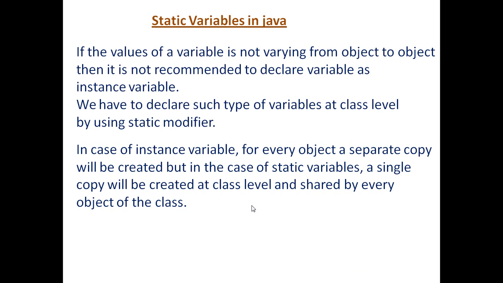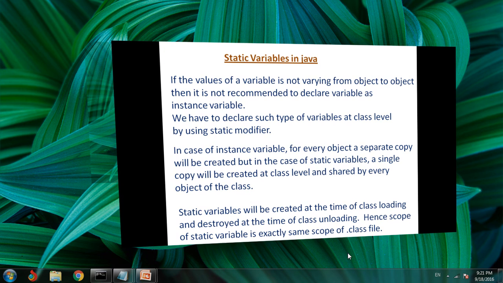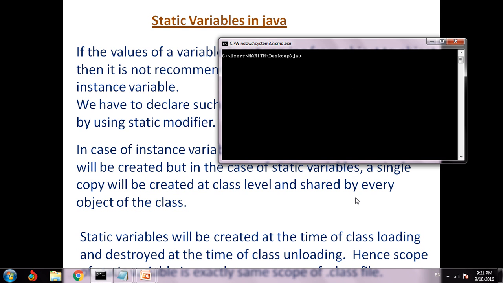Next, static variables will be created at the time of class loading. When a class is loaded, static variables are also created at that time, and when a class is unloaded, static variables are also destroyed at that time. Hence, the scope of a static variable is exactly the same as the .class file. A .class file is created when I run the command javac Test.java. But a class is loaded when I run this command.